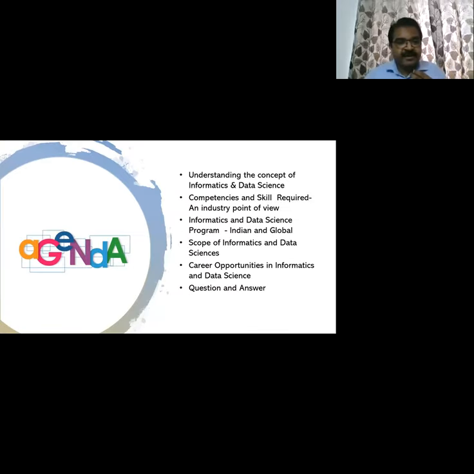So the agenda of today's discussion is, first, to understand the concept of informatics and data sciences, the competencies and skills required for you to fit into the industry and academia, and what are the various programs which are available in India and globally, especially with the universities or the centers who offer informatics and data sciences program. What are the scopes of informatics and data sciences? What are the career opportunities in informatics and data sciences? And towards the end, we will have question answer session and a lot of discussions about the career opportunities.